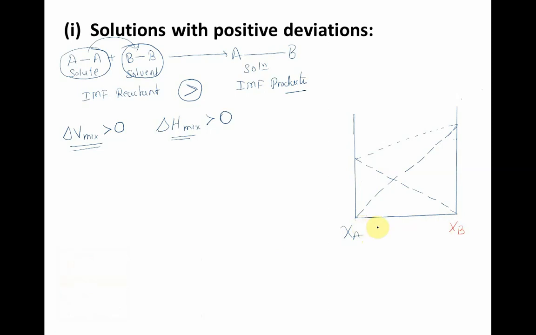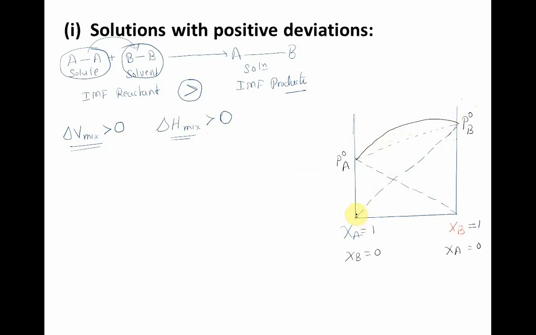Now it will be 100% and it will be 100%. XB is equal to 0, XA is equal to 0. This is P naught A, vapor pressure of component, P naught B. Now if you check, this is the normal graph, but when delta V mixing and delta H mixing become greater than 0, this deviation is observed in the solution.